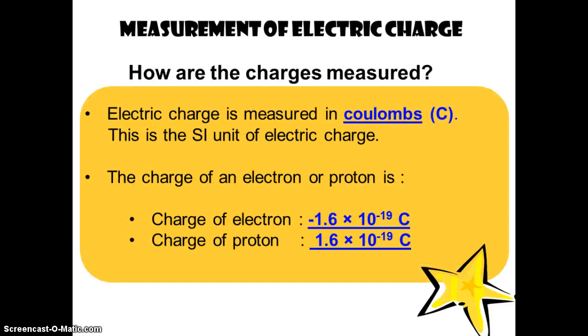So we measure charges in coulombs. The SI unit is the coulomb. For an electron, it has a charge of negative 1.6 times 10 to the power of minus 19 coulomb. And for a proton, it is positive 1.6 times 10 to the power of minus 19 coulomb.